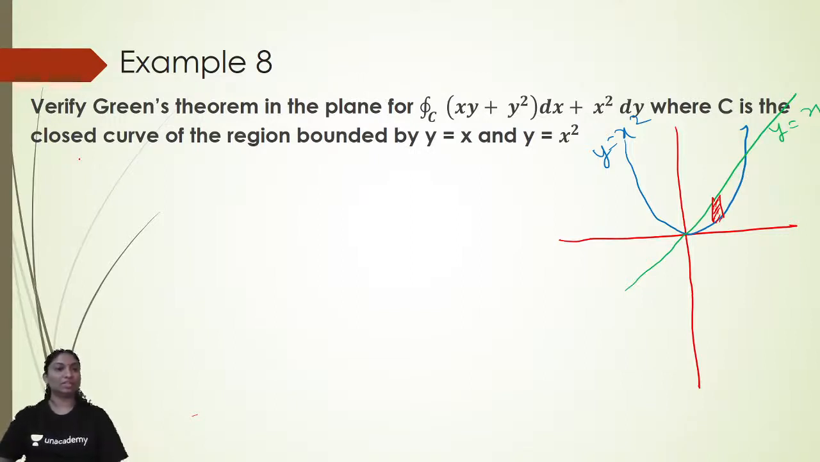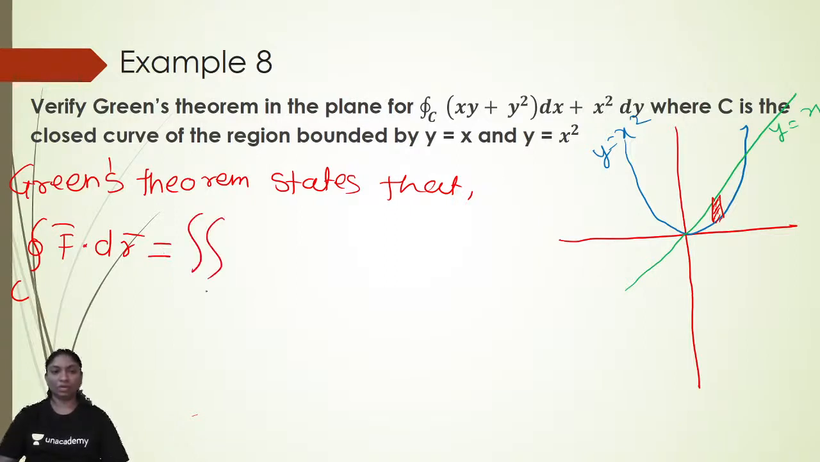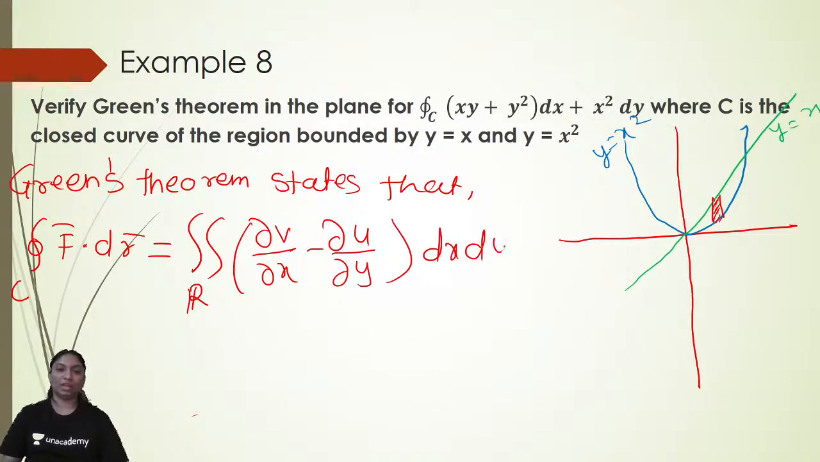Okay, so Green's theorem states that closed integral over C of F bar dot dr bar is equal to double integral over R of (∂v/∂x minus ∂u/∂y) dx dy. तो फर्स्ट हम लोग क्या करेंगे, लाइन इंटीग्रल इलेबोरेट करेंगे.